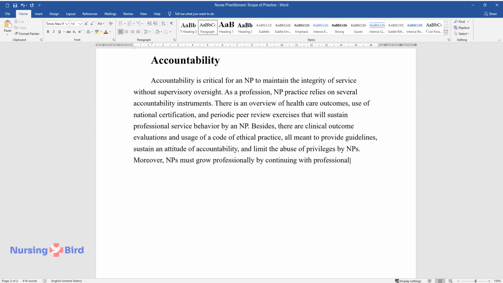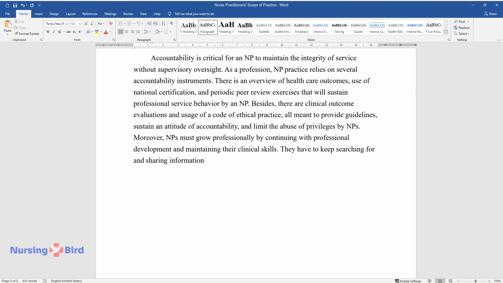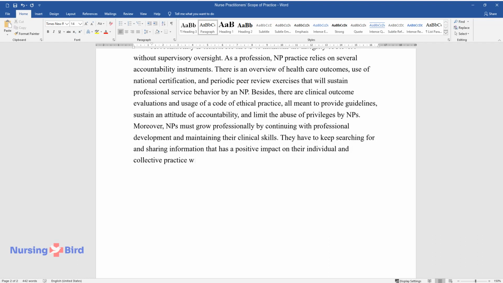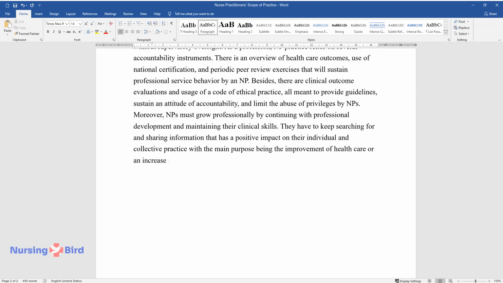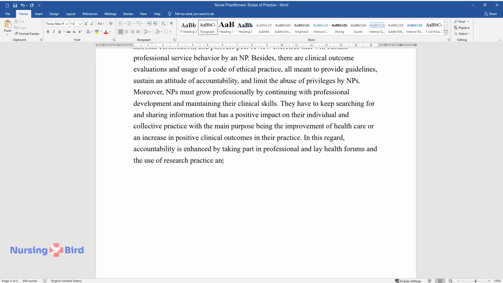Moreover, NPs must grow professionally by continuing with professional development and maintaining their clinical skills. They have to keep searching for and sharing information that has a positive impact on their individual and collective practice, with the main purpose being the improvement of healthcare or an increase in positive clinical outcomes in their practice. In this regard, accountability is enhanced by taking part in professional and lay health forums and the use of research practice and research findings in clinical practice.